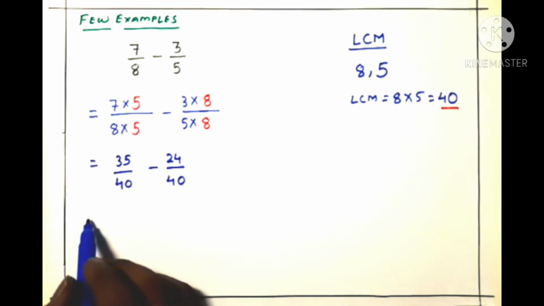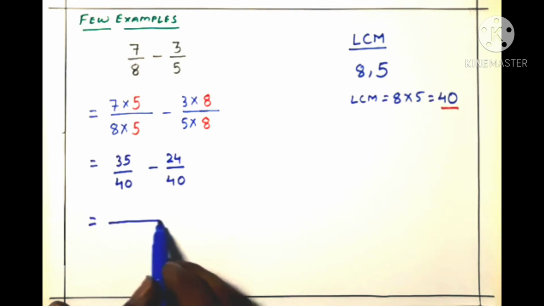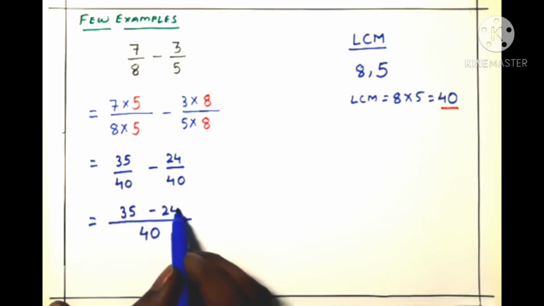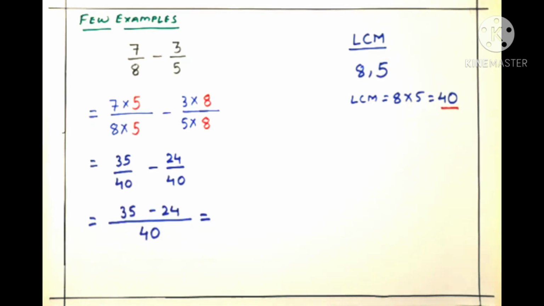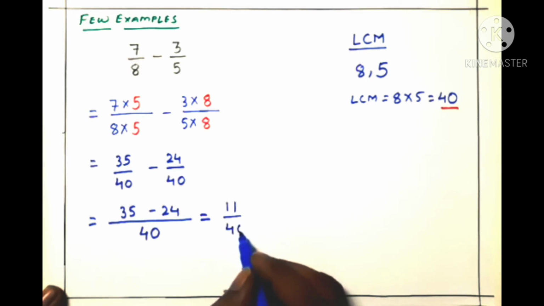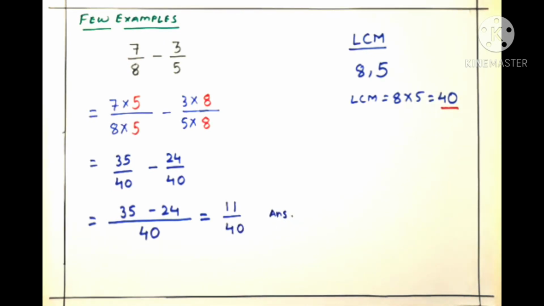Now we can see here we have got like fractions. When we get like fractions, it becomes easier. Put the same denominator and subtract the numerators. So 35 minus 24 will give 11/40. And that will be our required answer, 11/40.